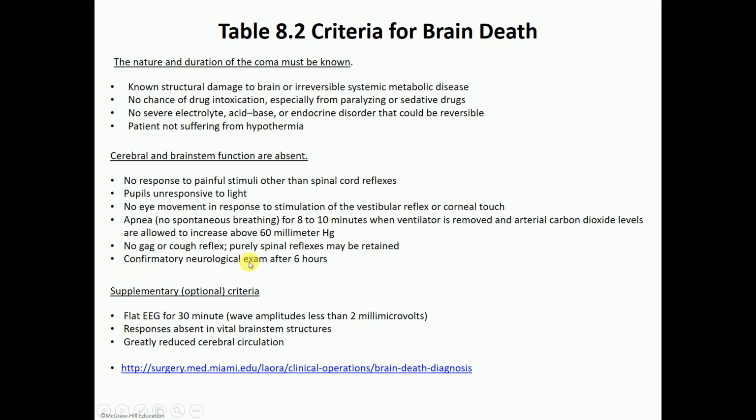And then there are other criteria. For example, you hook up the patient to an EEG. If there's a flat EEG for 30 minutes, you could use that as a criterion. Or responses that are absent in the brainstem, and greatly reduced cerebral circulation. So there's really no blood circulating within the brain. And again, this link will take you to more of a breakdown of a lot of these criteria if you're interested.